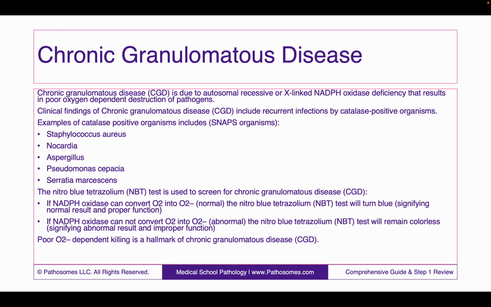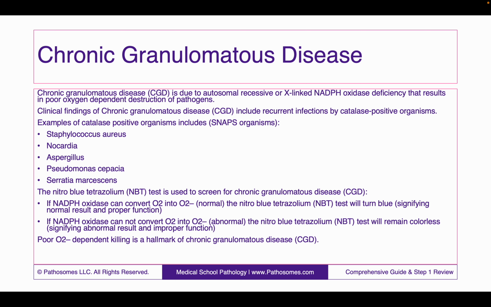catalase-positive organisms. Examples of catalase-positive organisms include SNAPS organisms: Staphylococcus aureus, Nocardia, Aspergillus, Pseudomonas cepacia, and Serratia marcescens. Make sure you have that.